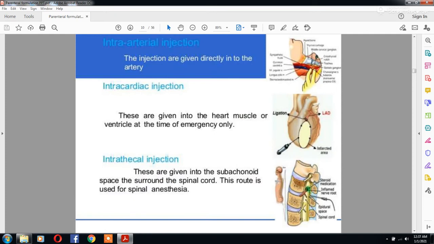Then intraarterial injection. These injections are given directly into the artery. Intracardiac injections are injections which are given into the heart muscles or ventricle at the time of emergency only. But this kind of injection needs a very technical person. Ordinary persons are not able to perform these procedures.